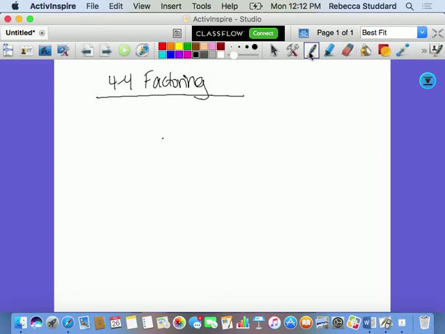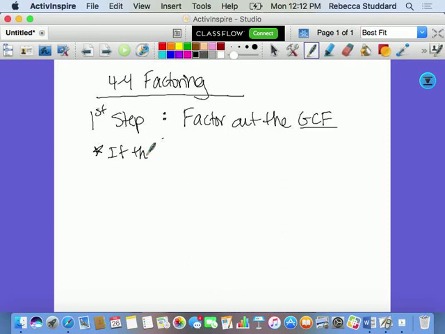All right, the first step in every single factoring problem, always, factor out the GCF. What does GCF stand for? Greatest common factor. And here's a little note for you. If the first term in an expression is negative, factor out a negative with the GCF.